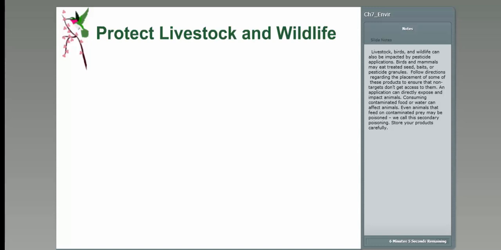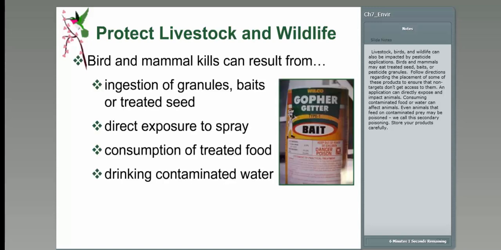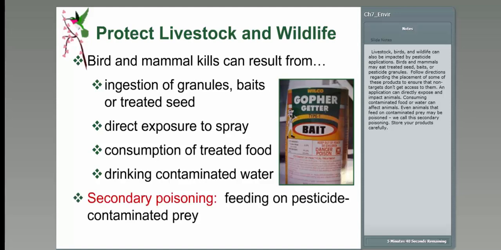Livestock, birds, and wildlife can also be impacted by pesticide applications. Birds and mammals may eat treated seed, baits, or pesticide granules. Follow directions regarding the placement of some of these products to ensure that non-targets don't get access to them. An application can directly expose and impact animals. Consuming contaminated food or water can affect animals. Even animals that feed on contaminated prey may be poisoned. We call this secondary poisoning. Store your products carefully.